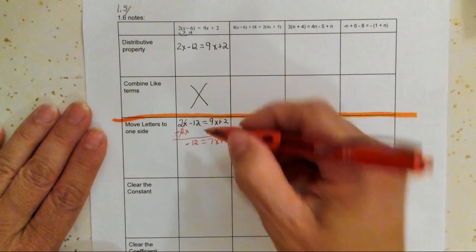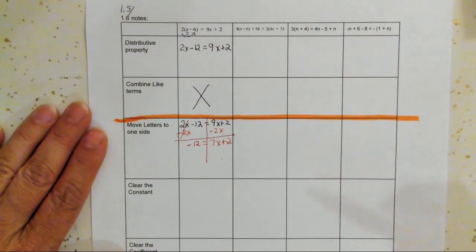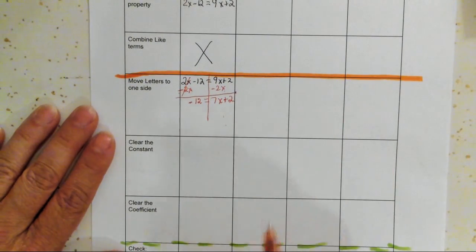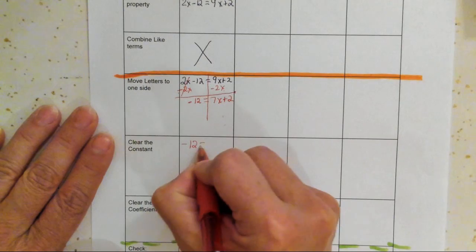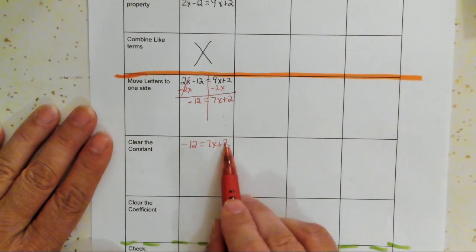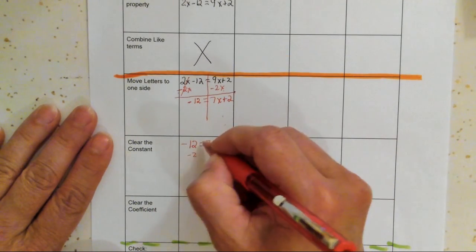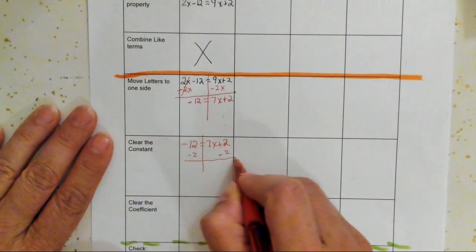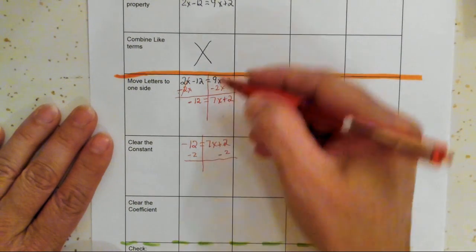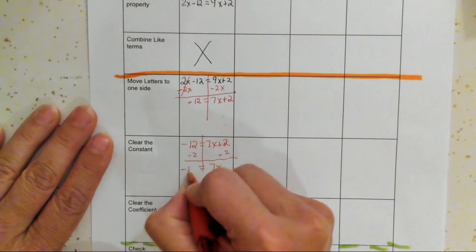So notice here that I started doing things to both sides of the equal sign once I passed over that line. So now we take that equation, negative 12 equals 7x plus 2. We're going to clear the constant, which is the 2 in this problem, by subtracting 2 from both sides. Again, I'm doing opposite operations to both sides because I'm beyond that line. Here I get 7x equals negative 14.